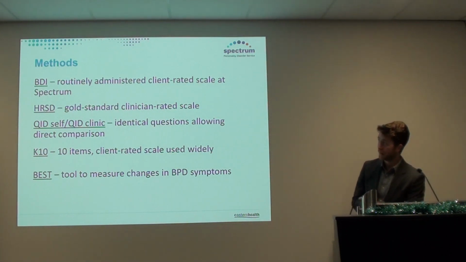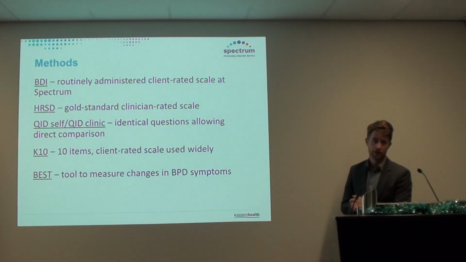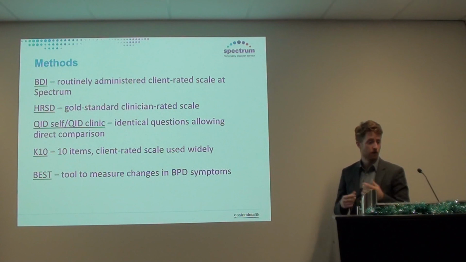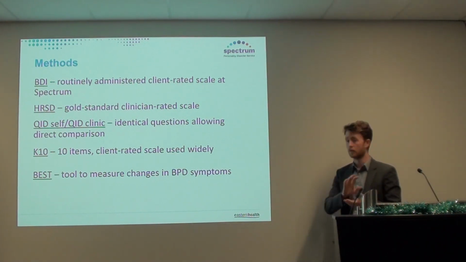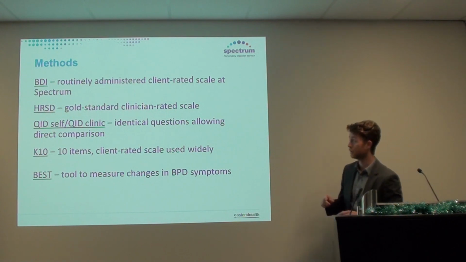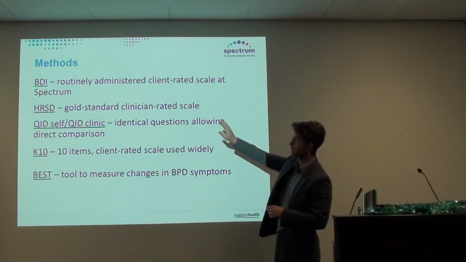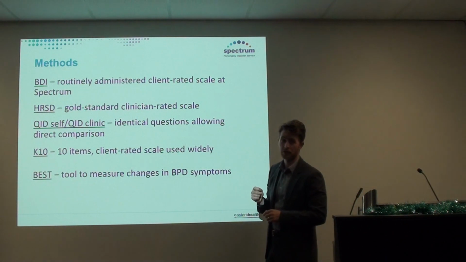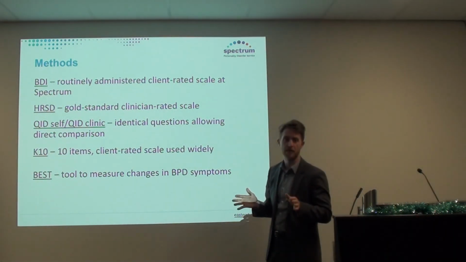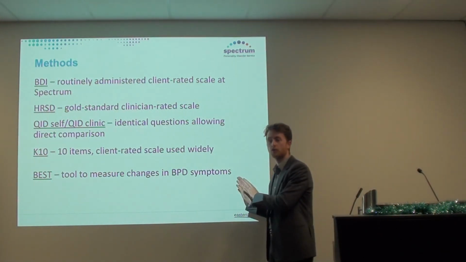So every time I saw somebody for one of these assessments, at the end of this session I would say to them, we're doing this study about depression and BPD, I was wondering if you would be willing to fill out a couple of depression rating scales. And the ones that we use commonly here, the first one is the BDI, the Beck Depression Inventory. People have heard of that one? Yeah. It's a gold standard consumer rated scale.